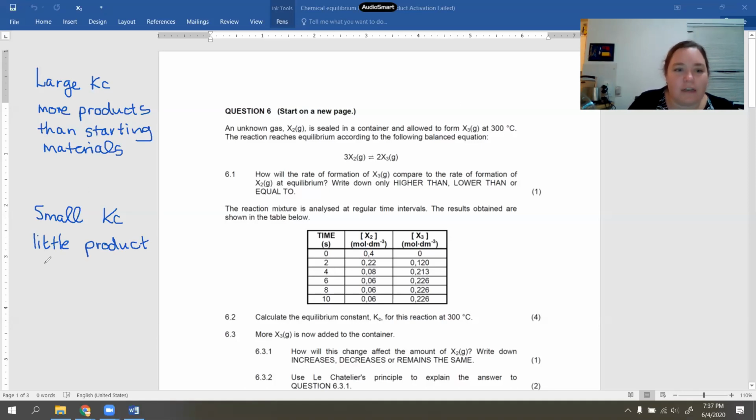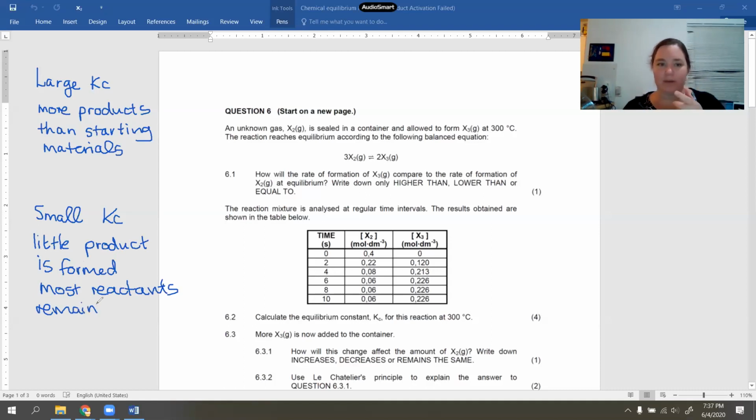So very little product is formed and most reactants remained as reactants. Yes, some turned into products and then they turned back into reactants and we set up an equilibrium, but most of them remained as reactants. As a rule, if you want to make a large amount of product, you would want a large Kc. So in industry, a large Kc is a good thing.